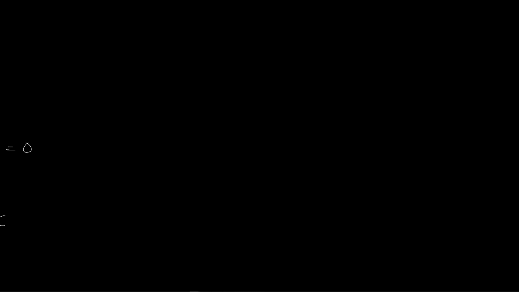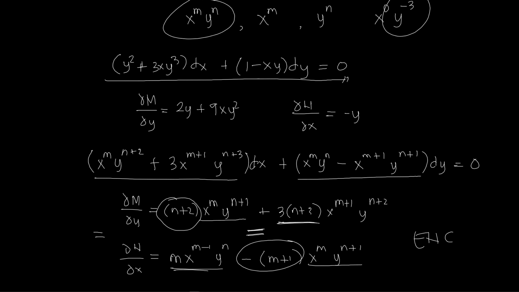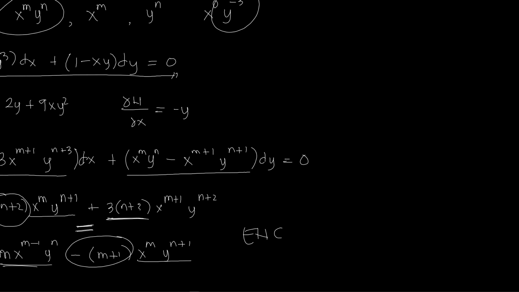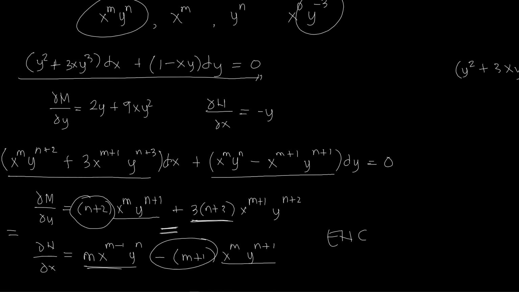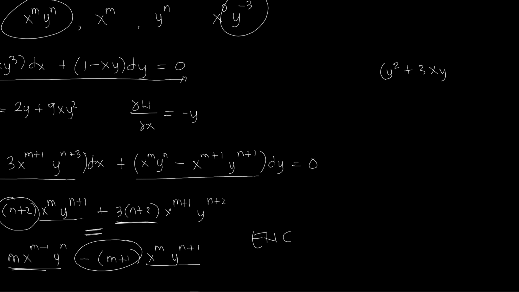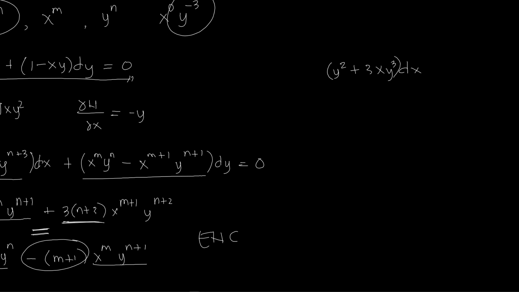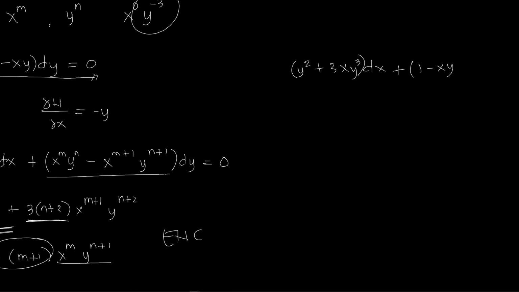So, to the given, we have, rewrite it: (y squared plus 3xy cubed) dx plus (1 minus xy) dy equal to 0.